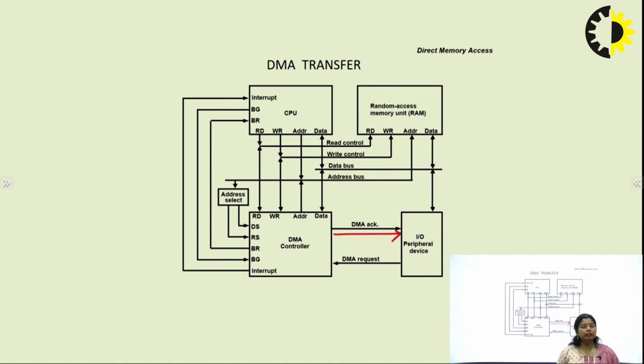After the transmission, the DMA acknowledges to the IO devices. When the DMA acknowledges, meaning the complete transmission has taken place, the DMA gets WC equal to 0, meaning the word count value will be 0. At that moment, the CPU will be in the normal state.